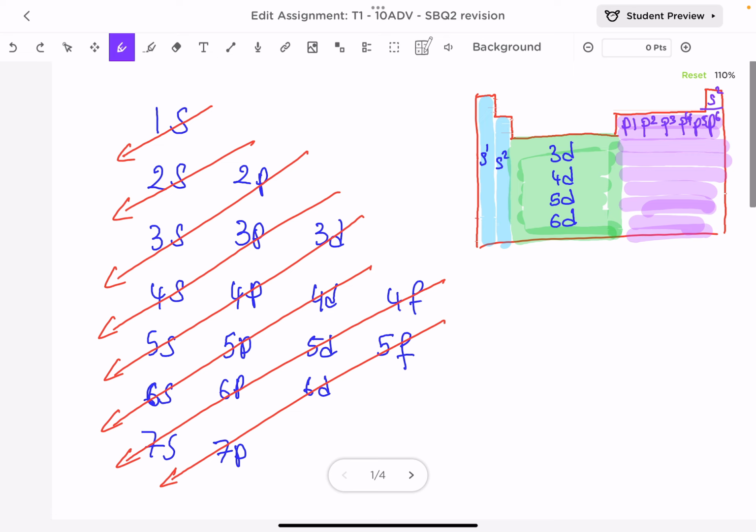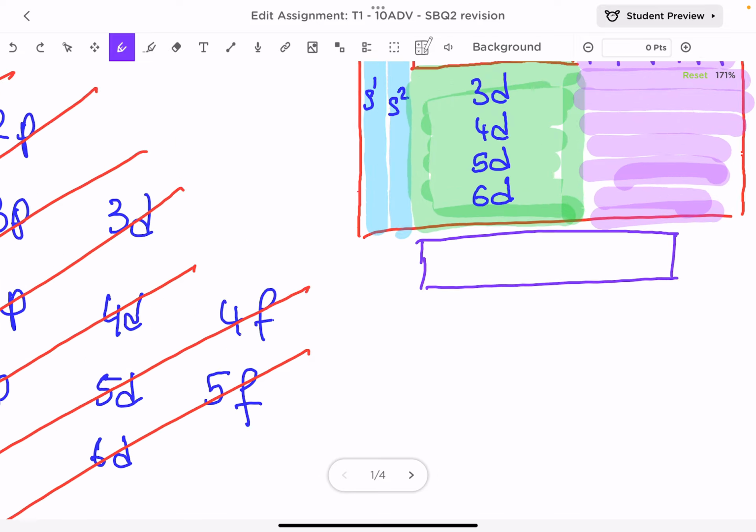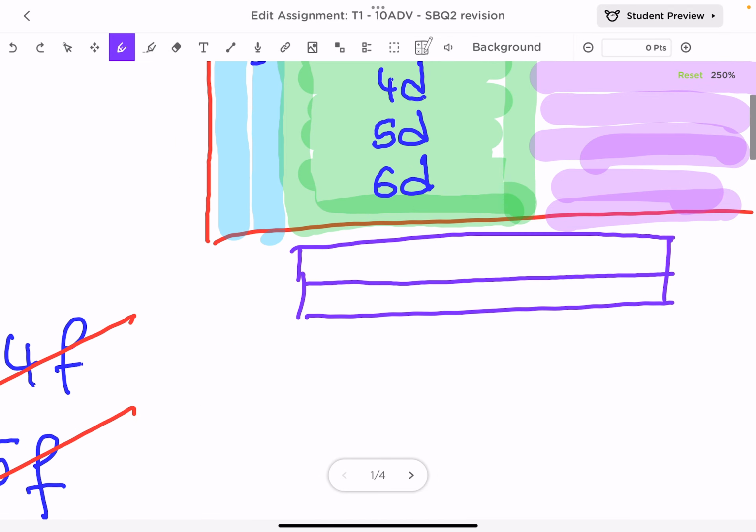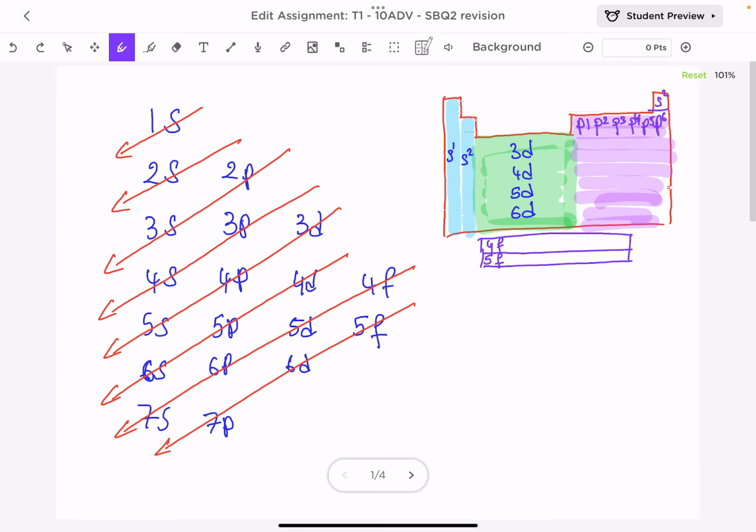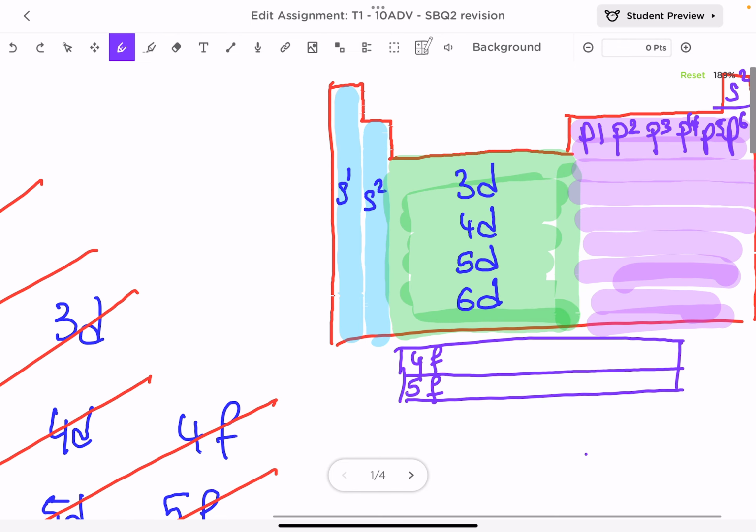f is at the bottom. Here we have 4f and we have 5f. So this is the 4f line, and this is the 5f line. Of course, in the d, the first is d1, d2 up to d10. Okay?